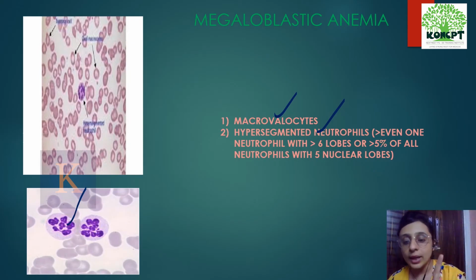So even if one neutrophil you see with 6 or more than 6 lobes, or at least 5% of the neutrophils with 5 nuclear lobes, they are called as hypersegmented neutrophils. These two conditions under the peripheral blood film, and you must think about whether it is megaloblastic anemia, and you can ask for vitamin B12 and folic acid levels in the patient.